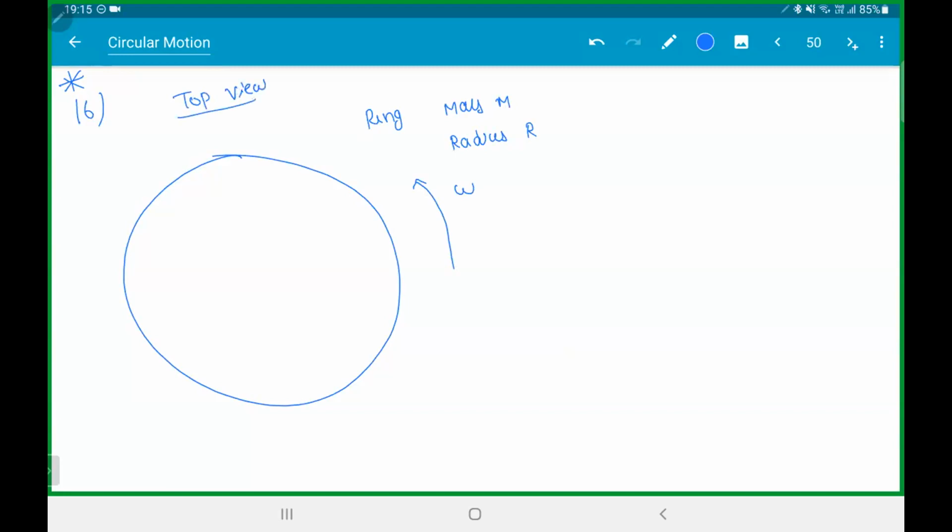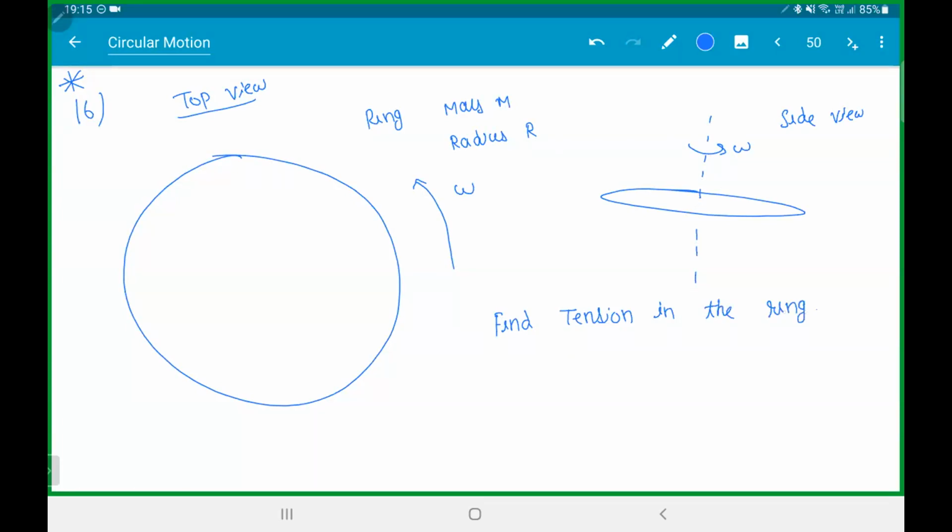Standard question though. If you look at the side view, it would look like this. Because the ring is rotating, it will generate tension in the ring. Find the tension in the ring. Let me show you how to do this, because there's a certain way to do it.